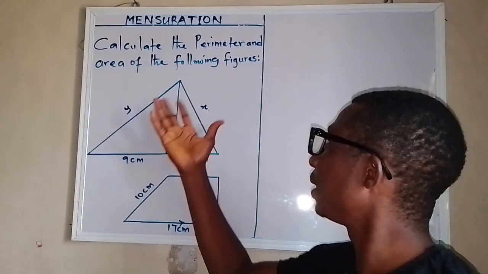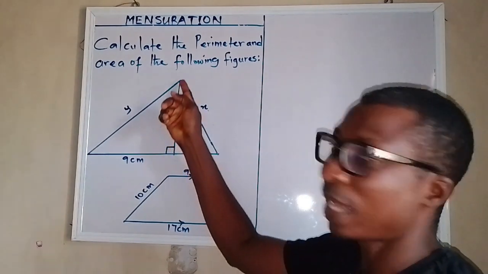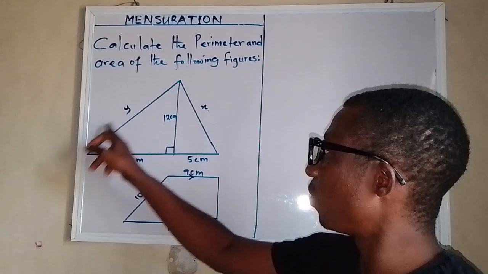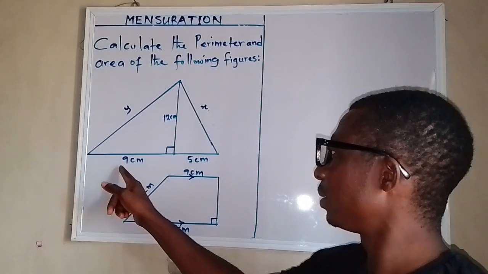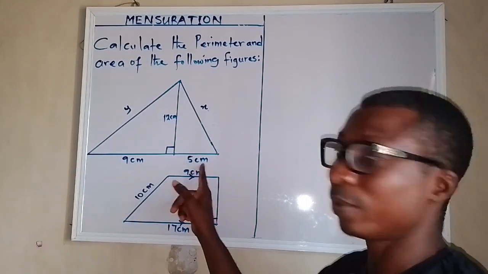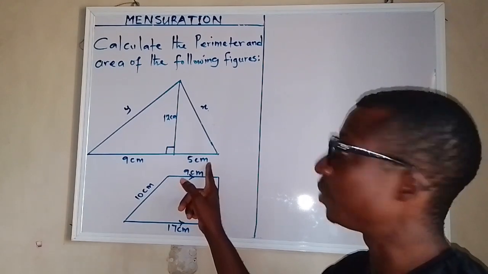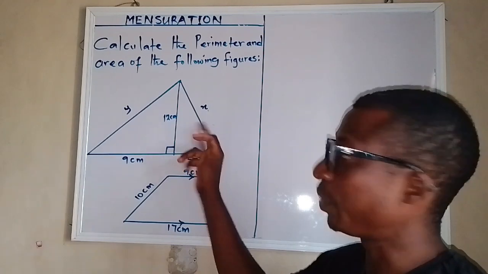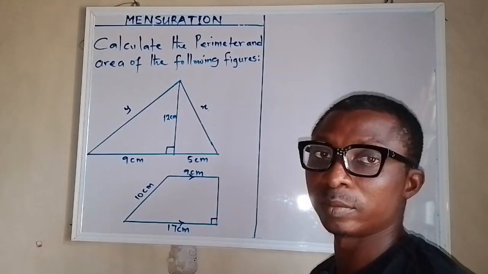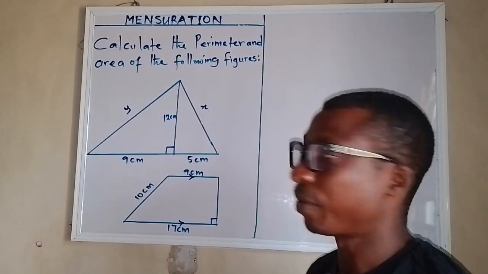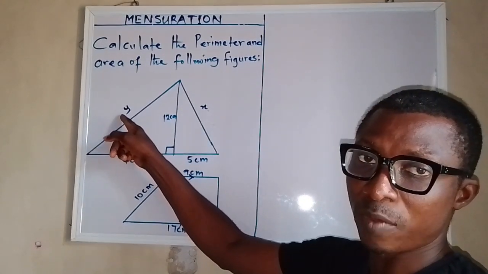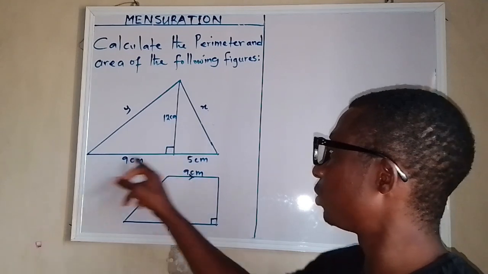Now if you want to find the perimeter, we need to add the sides together. Side y plus 9 plus 5 centimeter plus side x. So that gives us the perimeter of this plane shape. Alright, now to do this, we need to get the value of y. So this is a right angle triangle.